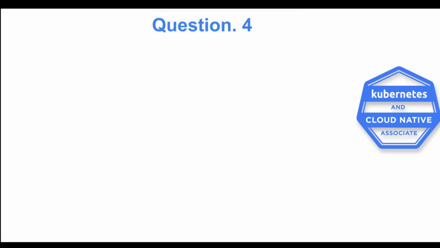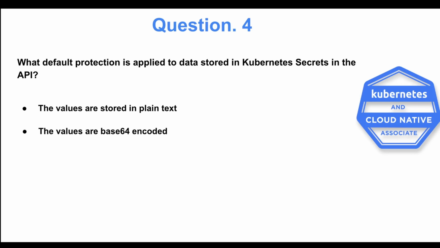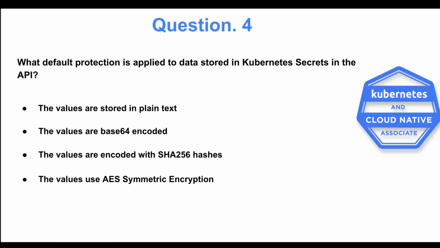Next question is question number 4. What default protection is applied to data stored in Kubernetes secrets in the API? Options are: the values are stored in plain text. Option 2, the values are base64 encoded. Option 3, the values are encoded with SHA-256 hashes. Option 4, the values use AES symmetric encryption. So the correct answer is the values are base64 encoded.